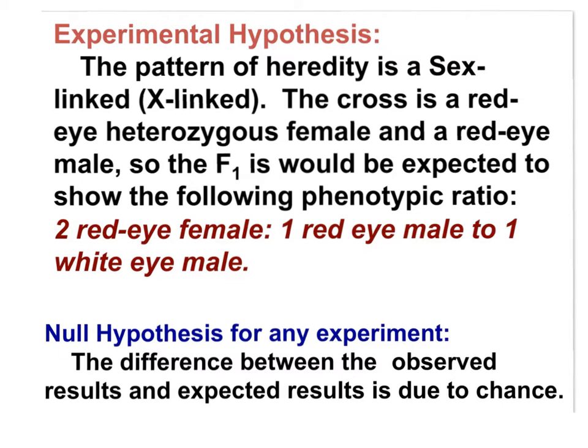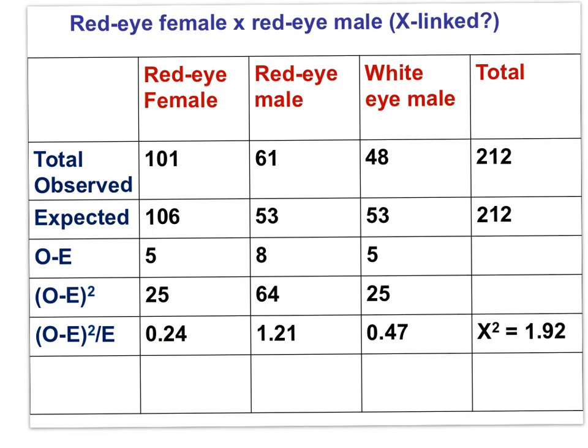The null hypothesis, of course, comes from the probability table: that the difference between the observed and expected results is due to chance. Here are the numbers, the observed phenotypes, with a total count of 212 flies. We use 212 to determine the expected values. We expect approximately half of 212 to be red-eye females, approximately a quarter of 212 to be red-eye males, and approximately a quarter of the 212 to be white-eye males.